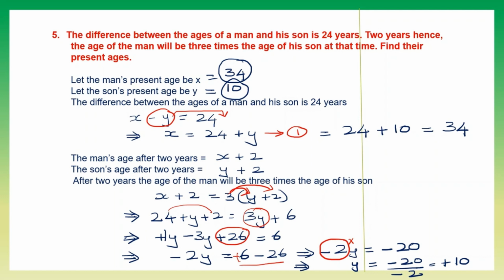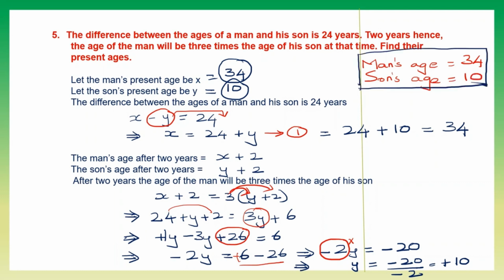So let's write that down clearly. Man's age, okay, or the father. Here they're mentioned as man. So man's age is 34 and the son's age is 10. Son's age is 10. So this is the answer to question 5.